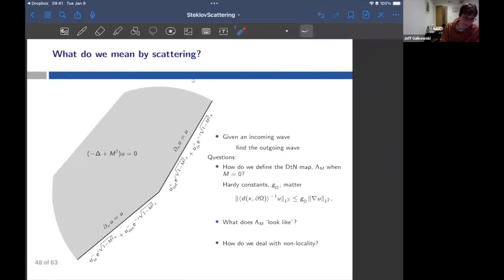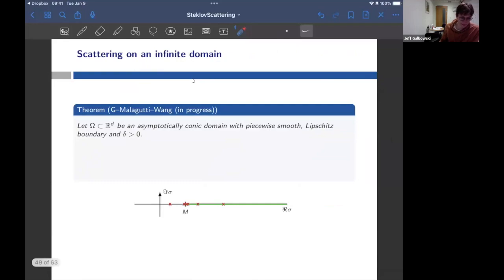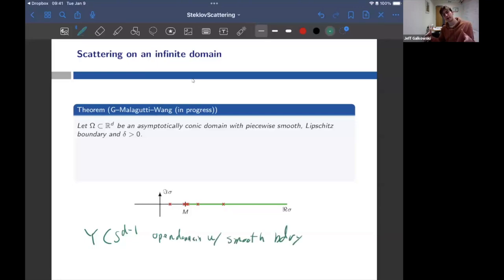Okay, so now let me tell you what the theorem says. You have an asymptotically conic domain with piecewise smooth Lipschitz boundary. Let me tell you what that actually means. I'm going to grab Y, let's say, inside the sphere. This is some open domain with smooth boundary. And then the model for this thing near infinity is the cone over Y, right? So near infinity, it looks just like the cone over Y.